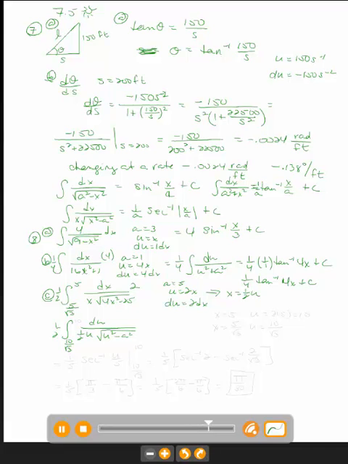So the top of my integral was at x equals 5. When x equals 5, u is going to be 2 times 5, or 10. And the other x was 5 over square root of 3, so u is going to be 10 over the square root of 3.